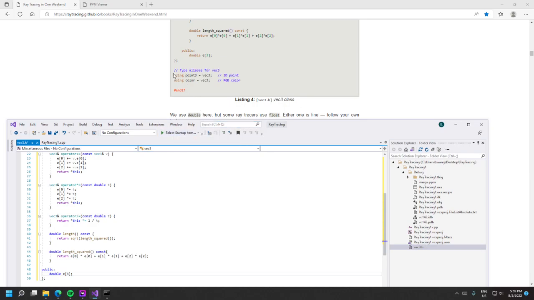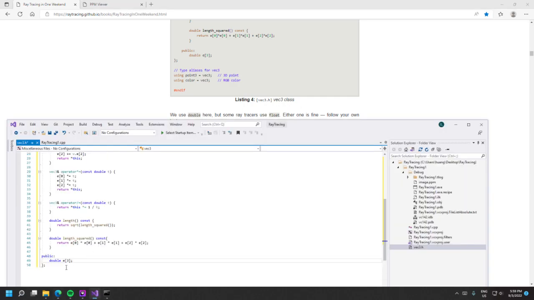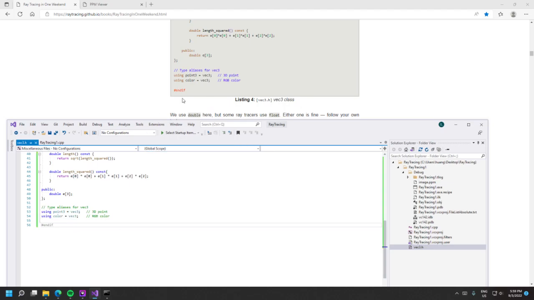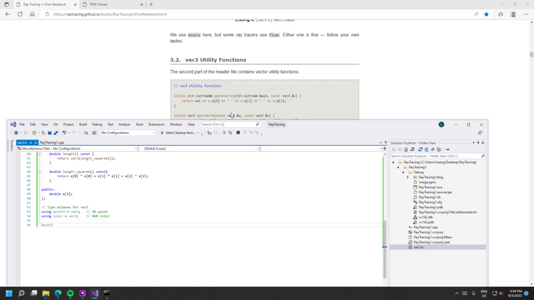Okay, type aliases for vec3: using point3 equals vec3, using color equals vec3. Okay, so these are the different ways that we are trying to use it. That's it for vec3. We use double here, but some ray tracers use float. Either one is fine. For now, I don't see many differences. Let's just do this for now.